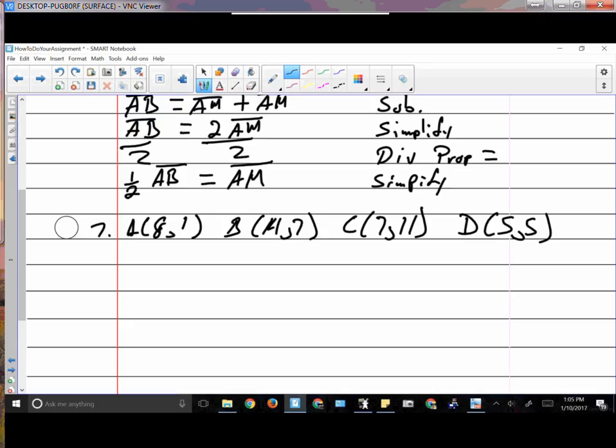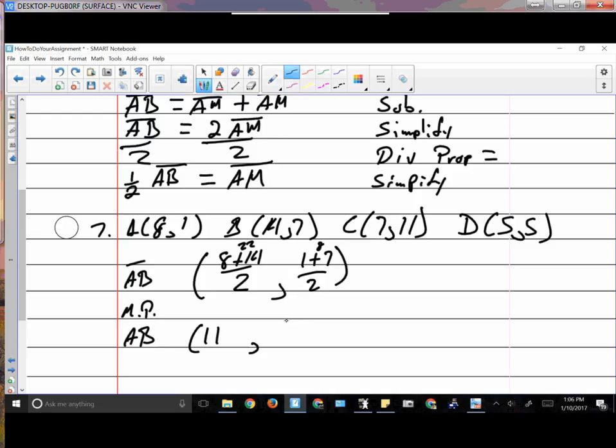So now we want the midpoint of AB. Do we add them together and divide? Isn't that how it goes? 8 plus 14 over 2, comma, 1 plus 7 over 2. So the midpoint for AB. Let's see, 8 plus 4 is 22. Oh, I said 8 plus 4, didn't I? Well, it's supposed to be 14, sorry. So we get 22, and 22 divided by 2 is 11. We get 8 divided by 2 is 4.